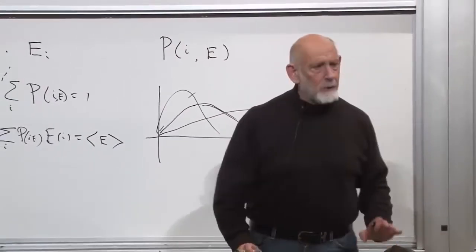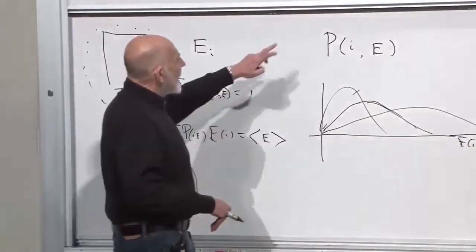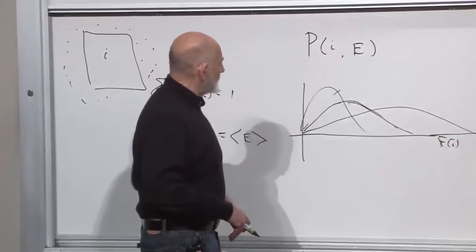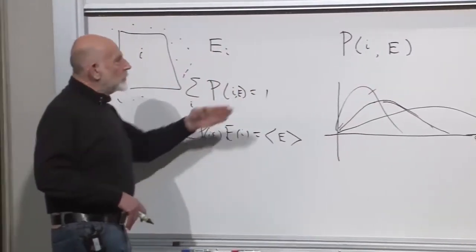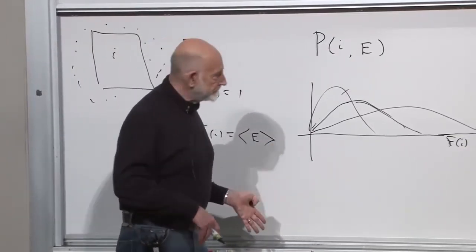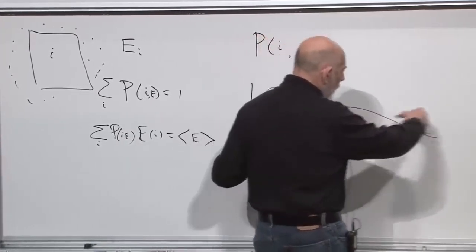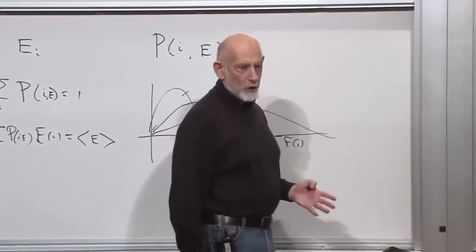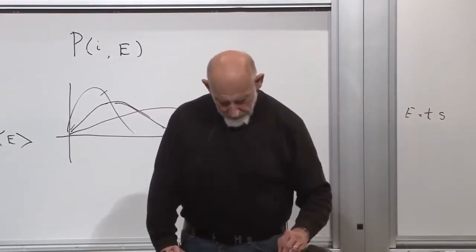For now, we're just doing a mathematical exercise, a one-parameter family of probability distributions parameterized by the average energy. No two of them have the same average energy by assumption. And the higher the energy is, of course, the broader the probability distribution is likely to be. And we'll take that as a given.